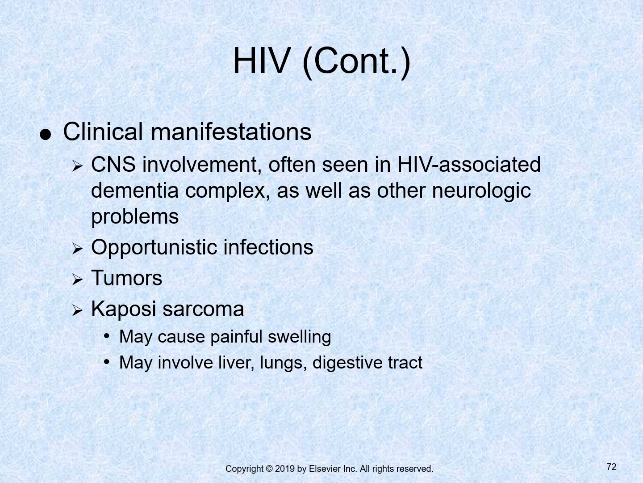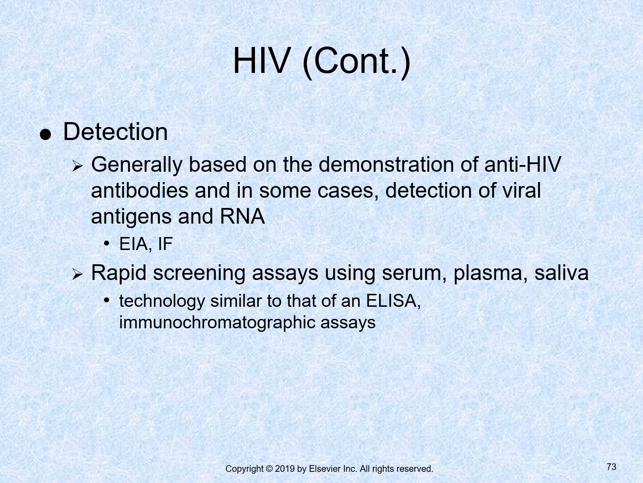Clinical manifestations of HIV infection include central nervous system involvement as well as other neurologic problems. Also, opportunistic infections, tumors, and Kaposi sarcoma as mentioned on the previous slide in Table 29.1. Laboratory diagnosis for HIV infection is generally based on the demonstration of anti-HIV antibodies, and in some cases detection of viral antigens and RNA. This can be done using EIA or IF. Rapid screening assays are also available that use serum, plasma, or saliva, and they have similar technology to that of an ELISA assay.